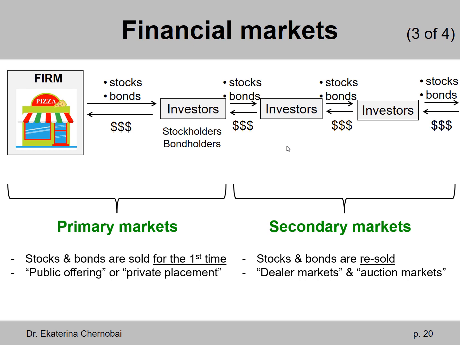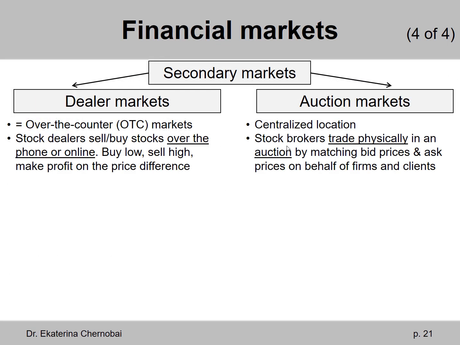So let's look at a couple of examples of how secondary markets work for stocks. Dealer markets and auction markets. Dealer markets are also known as over-the-counter markets. That's because there are many locations where the trade occurs. There is no one physical location. The dealers buy stocks and then they sell them on the phone or electronically online to potential buyers. So they basically bear the risk of not being able to sell either all shares or at the price that they would like to get.